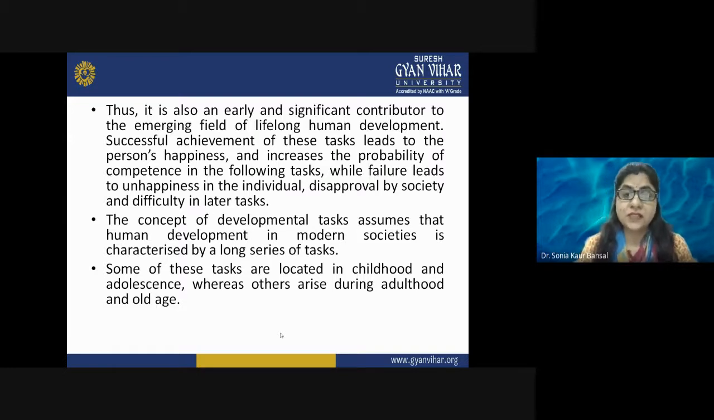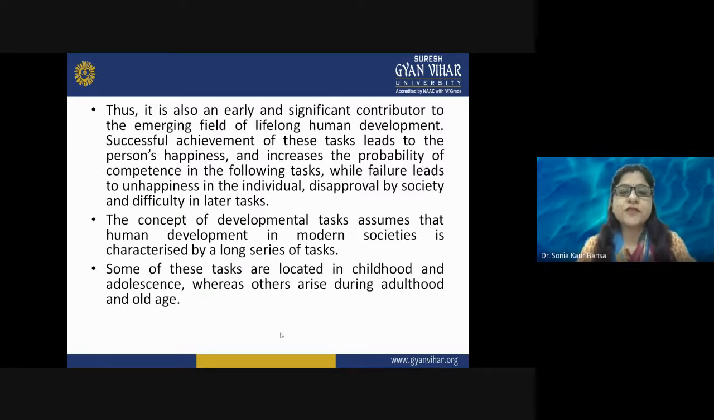But if it is possible to do all the things, then it increases the probability of competency in the following tasks. Failure leads to unhappiness in the individual, disapproval by society, and difficulty in later tasks. Many psychological problems actually arise due to this. So Havighurst's theory is really very, very important in the present situation also.